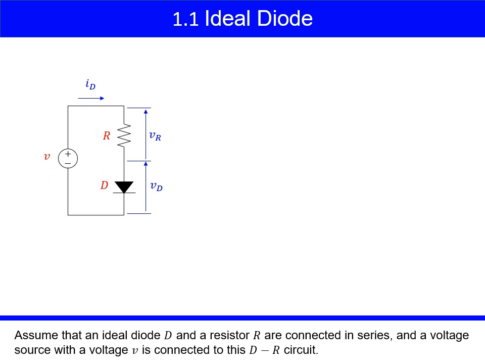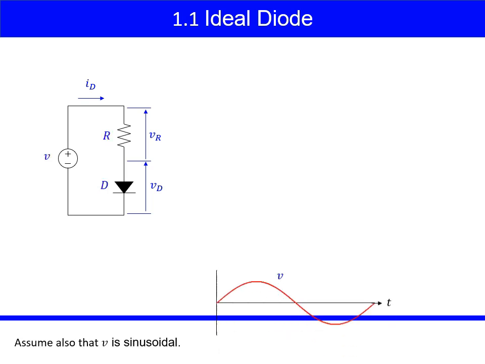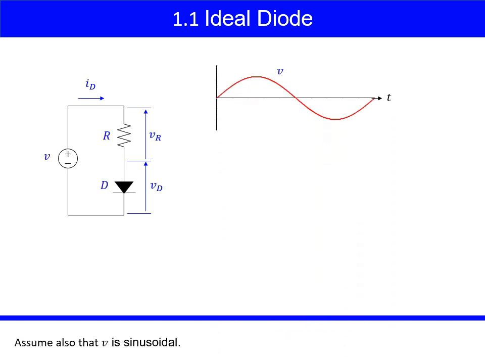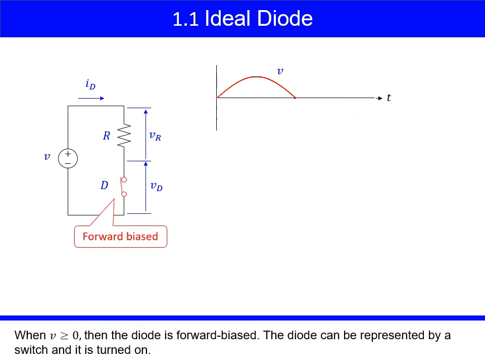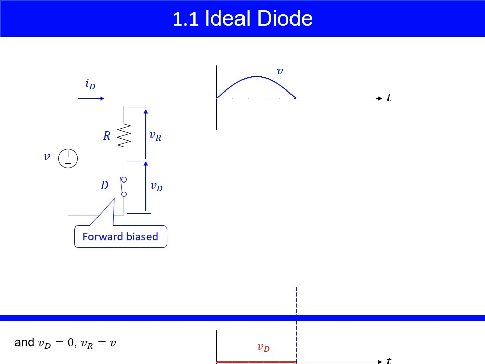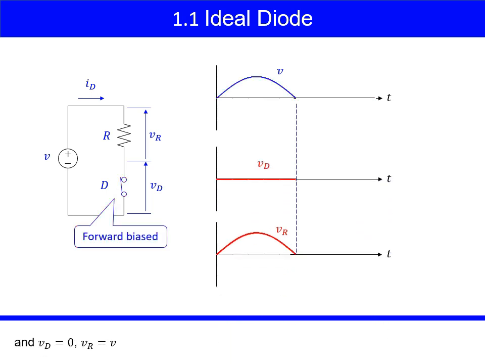Assume that an ideal diode D and a resistor R are connected in series, and a voltage source with a voltage V is connected to this DR circuit. Assume also that V is sinusoidal. When V is equal to or larger than 0, then the diode is forward biased. The diode can be represented by a switch, and it is turned on. And Vd equals 0, and Vr equals V.